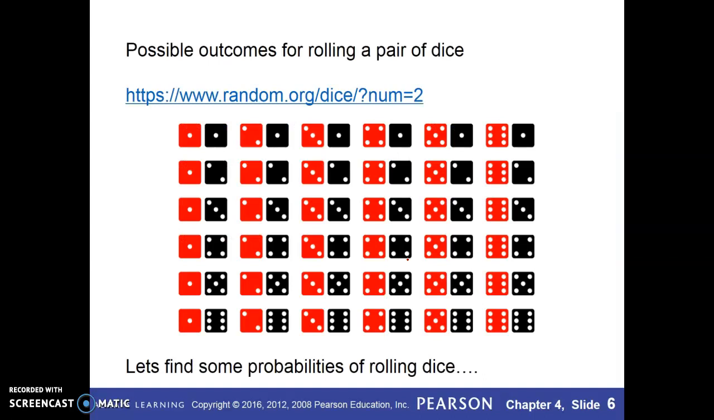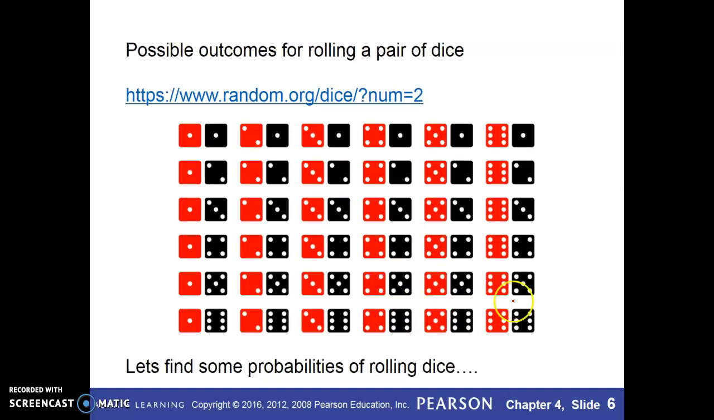So here we have all the possible outcomes that could happen if you roll a pair of dice. You can get a 1 and a 1, a 2 and a 1, a 3 and a 1, or you can get a 1 and a 2. That's different than a 2 and a 1 because you could have 2 different dice. So we're going to assume that that's different, especially if you have a red die and a black die. That would be defined as different. And so we have 6 different things that could happen on 1 die, 6 different things that can happen on another die. So there's a total of 36 different outcomes.